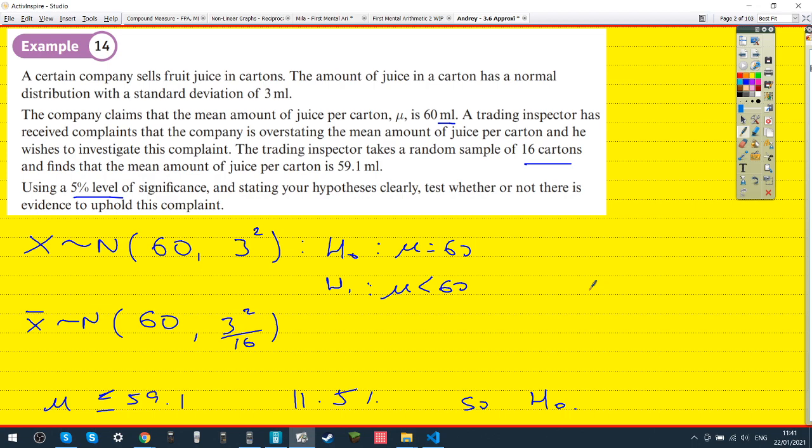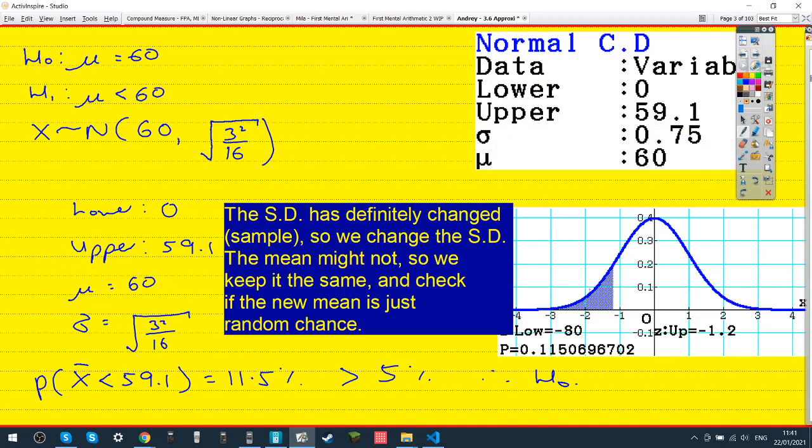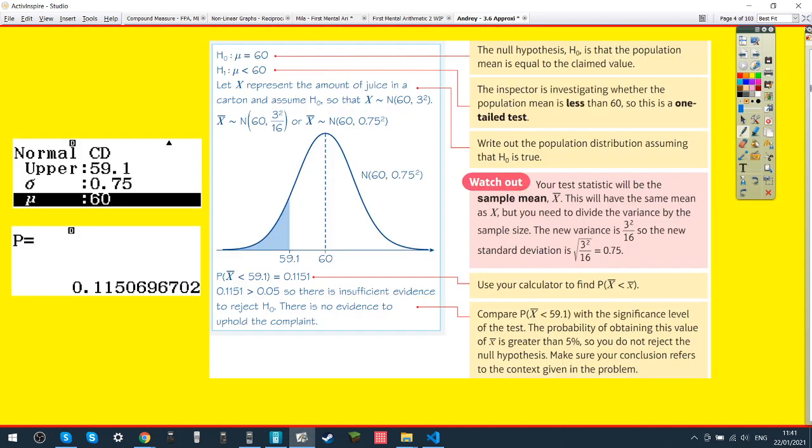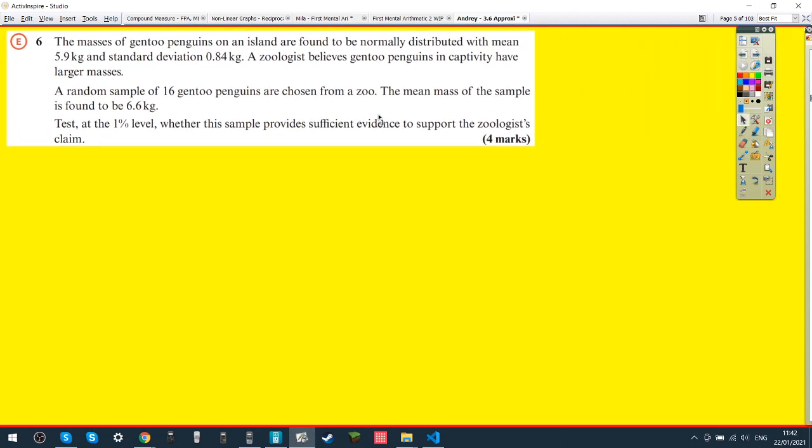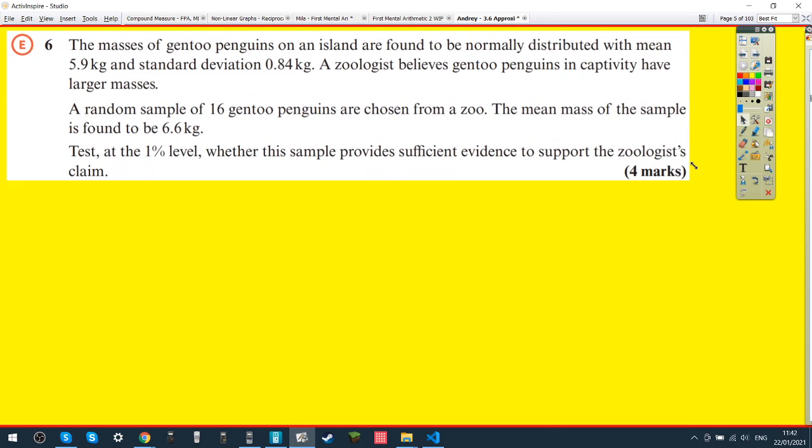Okay, we'll try another. Let me just make a note to myself. Yeah, that's going to be square root. Okay, let's see. So this is an exam question. Let's give it a go.